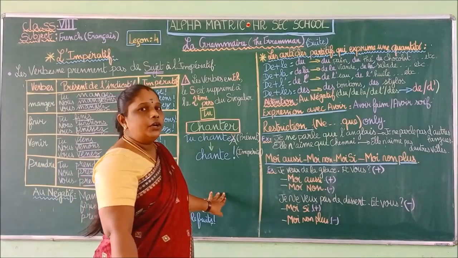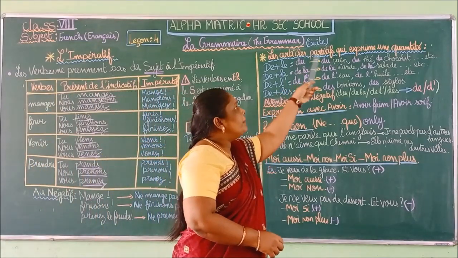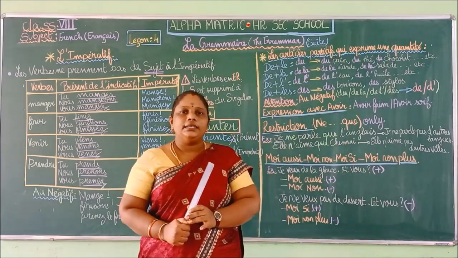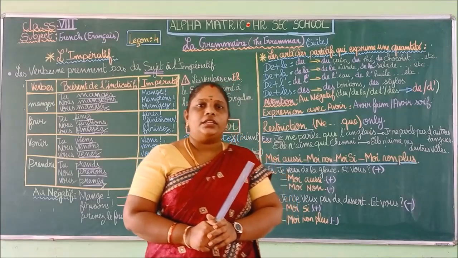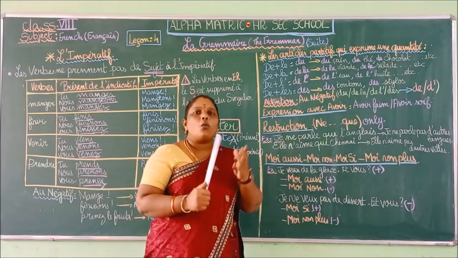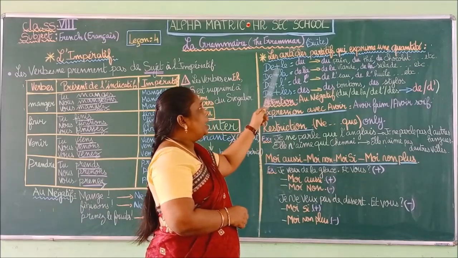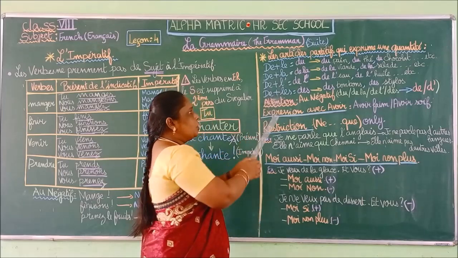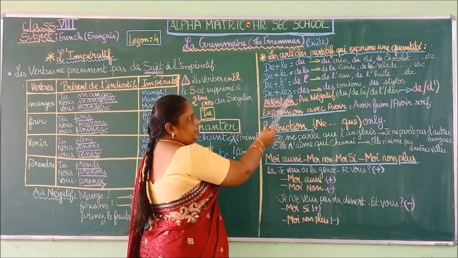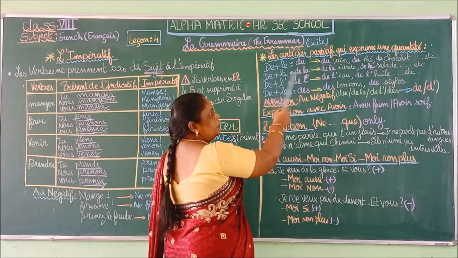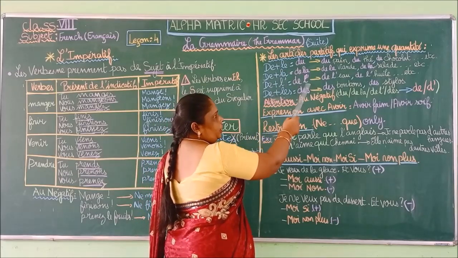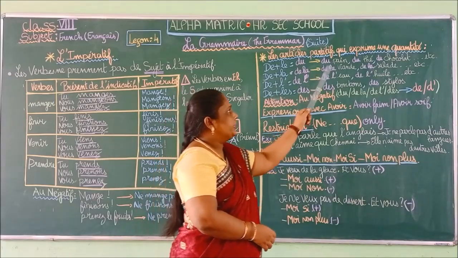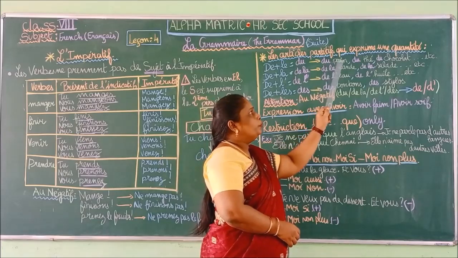Now we are going to see les articles partitifs qui expriment une quantité. So we already learned partitive articles. Okay, that means some. Okay, a quantity. So nous avons déjà vu la grammaire. De plus le, de plus la, de plus l'apostrophe, de plus les. So this will become du, this will not have a change, this will not have a change also, this will have des. So here I have given some examples, you can see du pain.